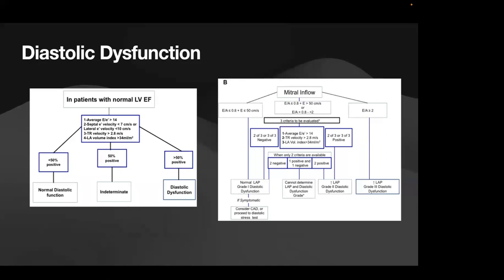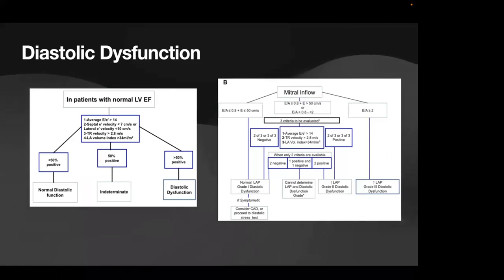So the extremes are what we're talking about. The very left first box, so the E over A less than 0.8 with a low E velocity, less than 50, is pretty much going to be your normal left atrial pressures. Abnormal left ventricular ejection fraction, but normal left atrial pressures. So the filling pressures are normal, even though the rest is abnormal.